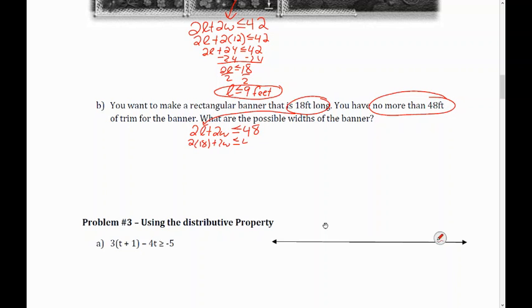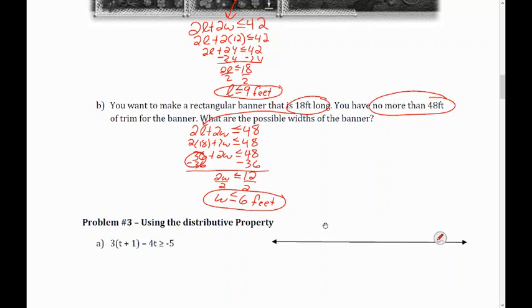Again, if I'm going too fast, I apologize. Please just go ahead and pause the video, okay? So 2 times 18 is 36, plus 2W is less than or equal to 48. We want to subtract 36 on each side. The 2W drops down, which is less than or equal to 12. We want to divide each side by 2, and W is less than or equal to 6 feet. And again, because it's a real world problem, we want the 6 feet.